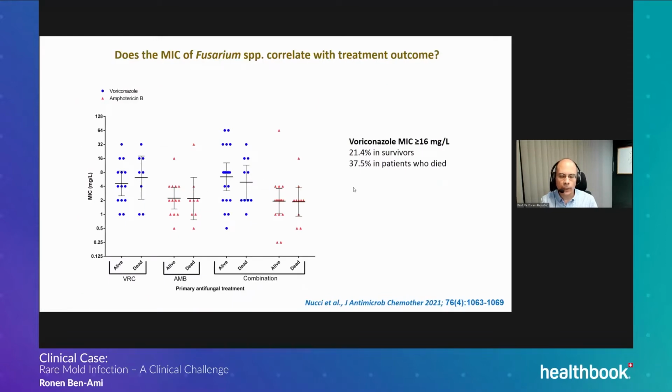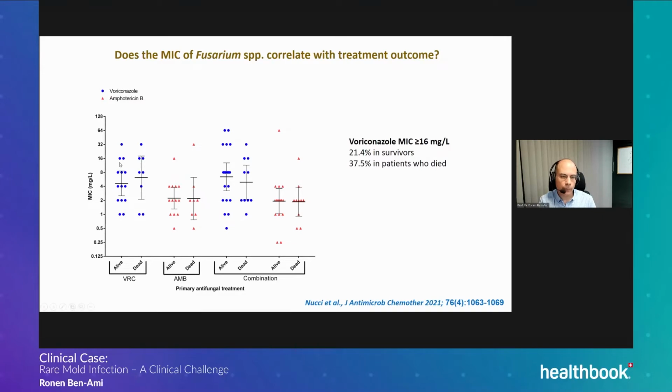What about the MIC? Is it useful to guide therapy? This is more data from Marcio Nucci showing the MIC distribution for patients who survived or died on treatment with voriconazole, liposomal ampho-B, or a combination of those drugs, showing really that there is no difference in the distribution of MICs. So clearly, looking at this data, we cannot form a clinical breakpoint for any of those drugs.